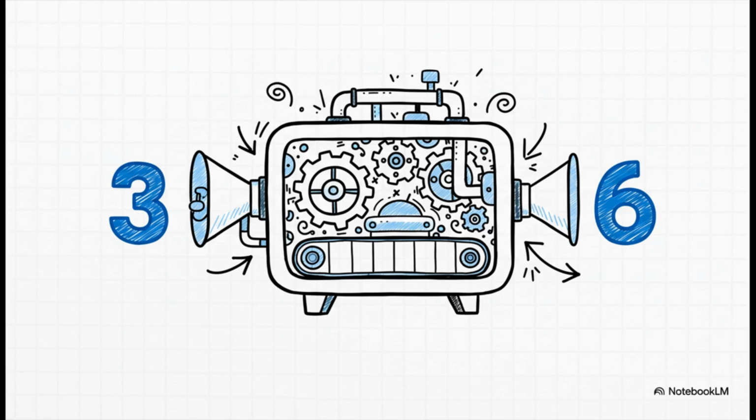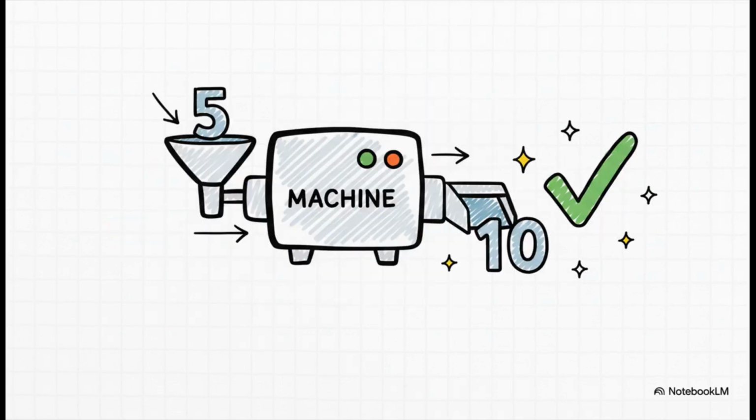Pretty straightforward. And this machine, it's super predictable. You put in a 5, and you know for a fact you're getting a 10. No surprises. The output is totally dependent on the input. And in math, this reliable little machine has a name. We call it a function.